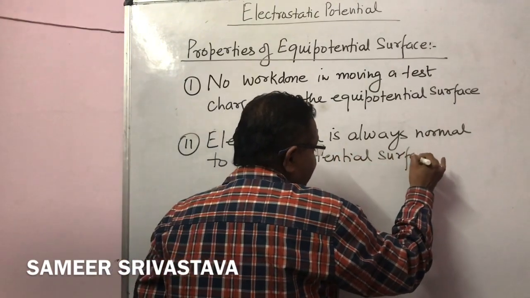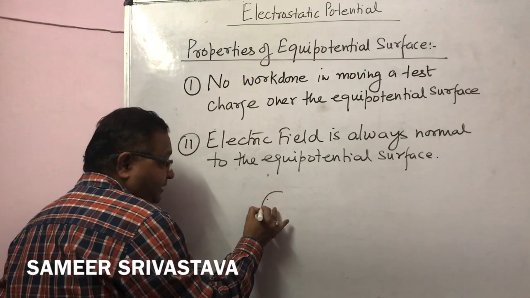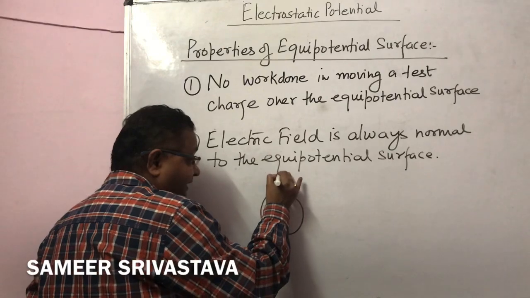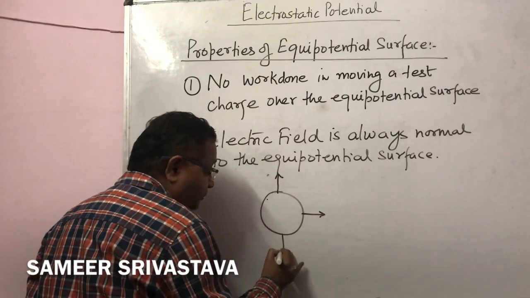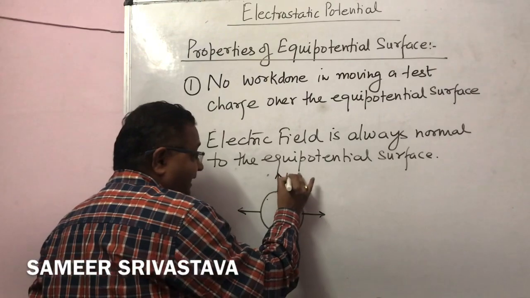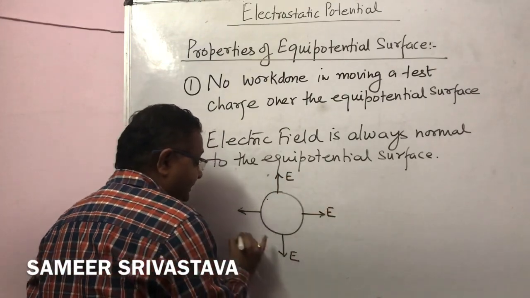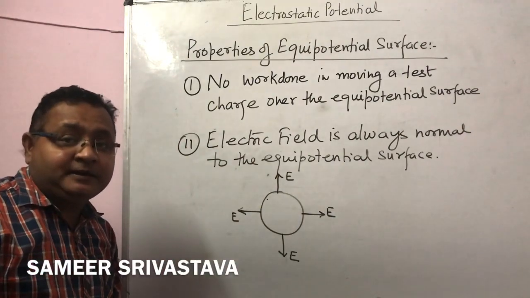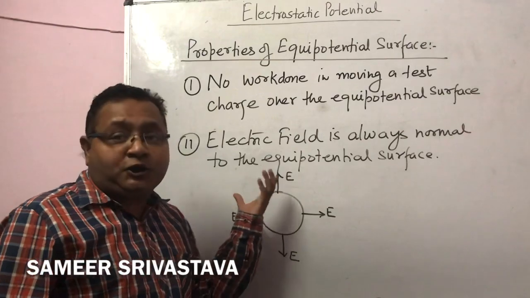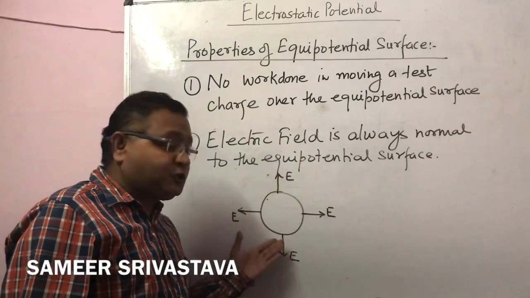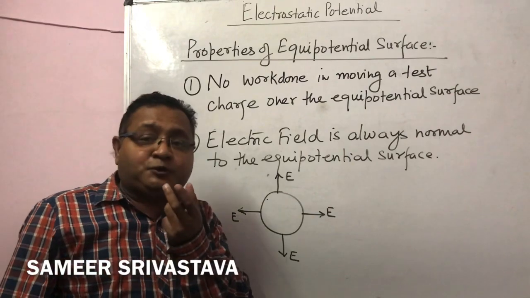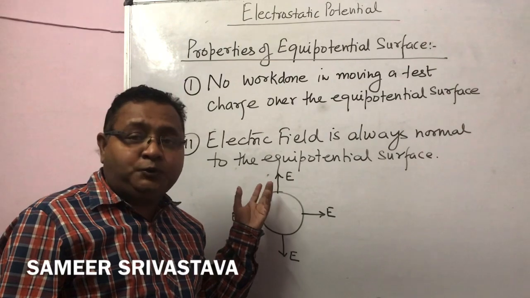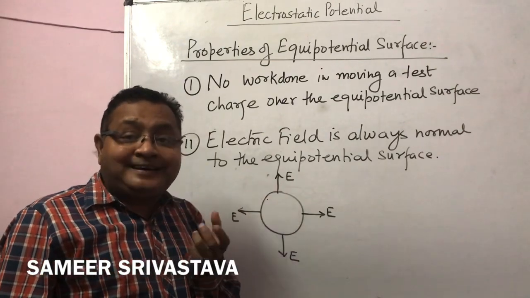It means if there is an equipotential surface, the electric field is always normal, meaning perpendicular, to that equipotential surface. If the electric field is not normal, it means there is some non-zero value of electric field along this surface, and if there is some non-zero value of electric field, then work done is possible.